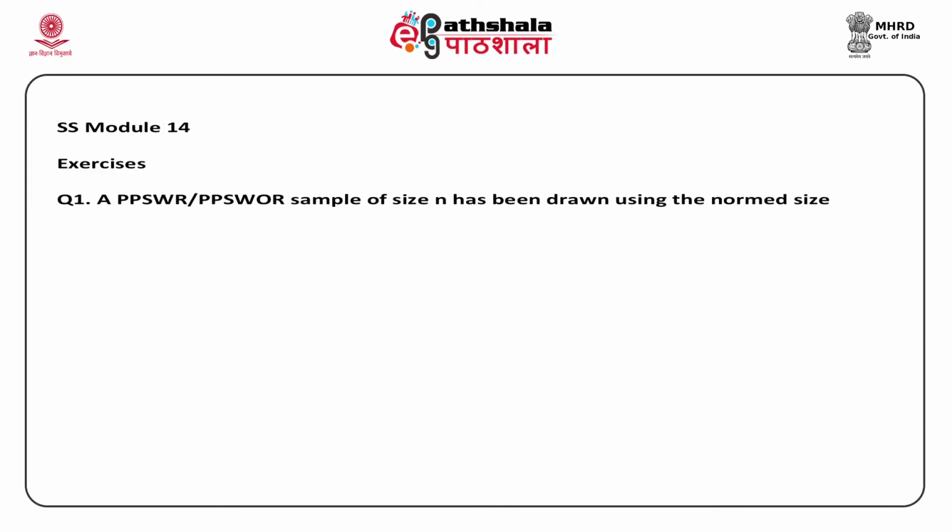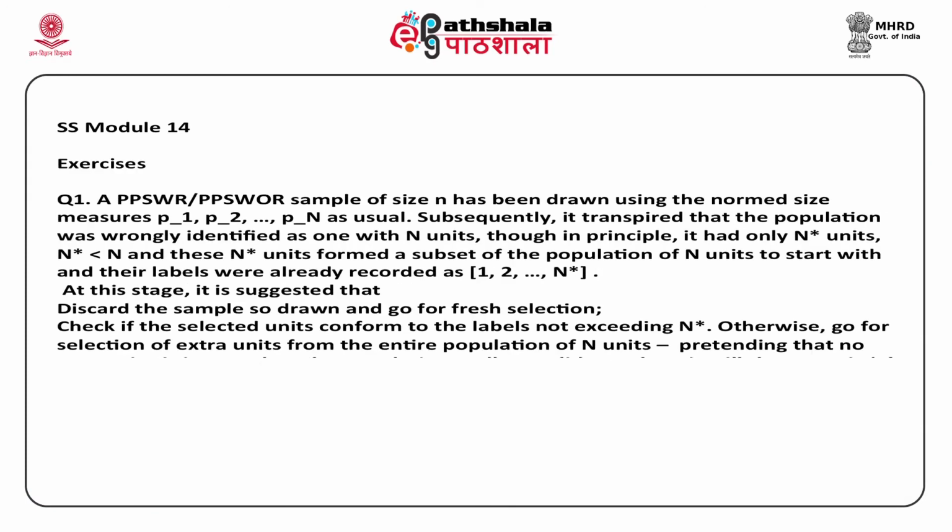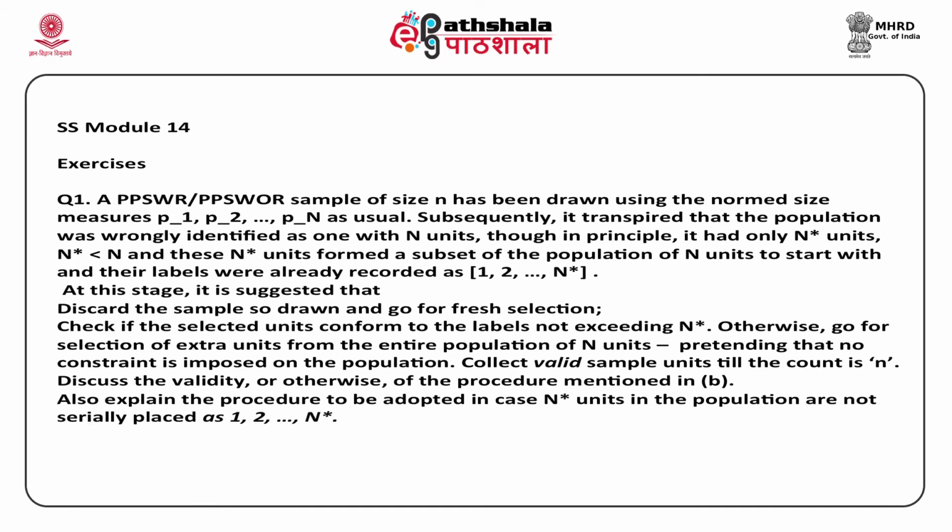Okay, let us start with the exercises under this module. The first question refers to PPS with or without replacement sample of size little n. It has already been drawn using the normed size measures P1, P2, up to P capital N as usual. You have the original size measures x1, x2, up to xN, then you have developed the normed size measures, xi by total x, P1, P2, up to PN, and you have used them to draw a sample of size little n, either adopting PPS with replacement or without replacement scheme. So, you know that you have a sample now.